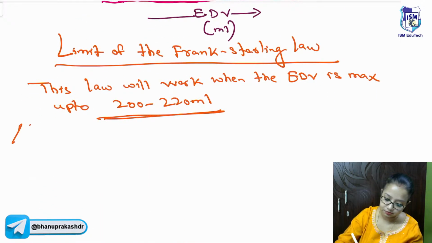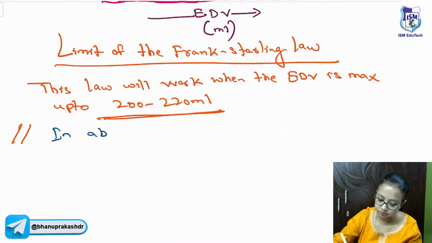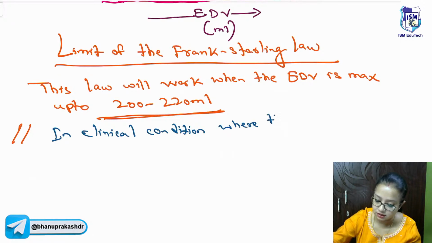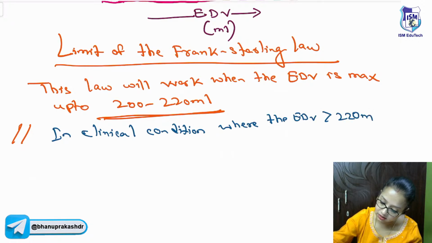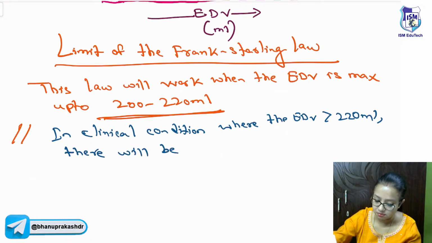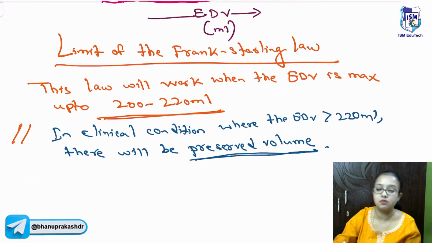What will happen? In clinical condition where the end diastolic volume is more than 200 or 220 ml, there will be preserved volume. What does preserved volume mean?